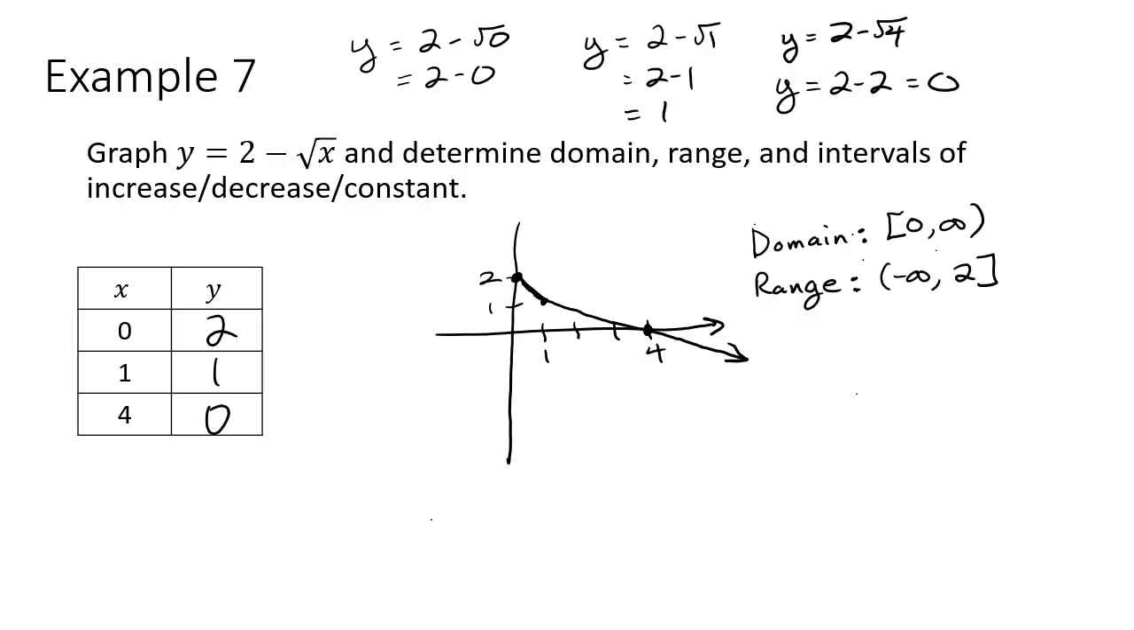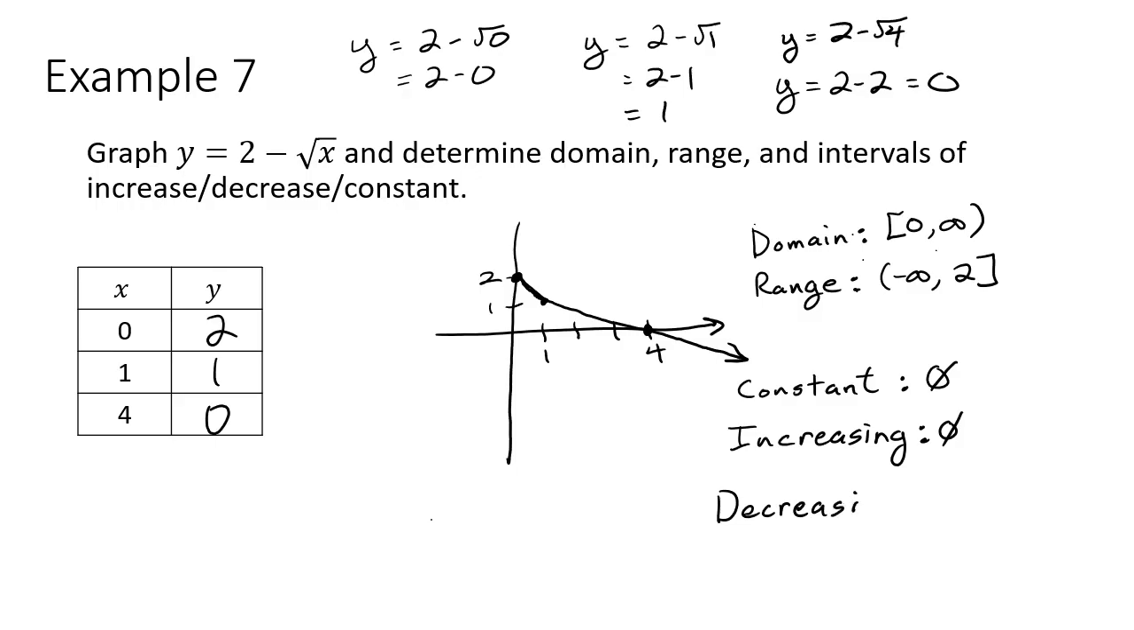And then this one is always decreasing from left to right in its domain. So it's never constant. It is never increasing. But it is decreasing from an x of 0 to positive infinity. Again, everywhere in its domain.